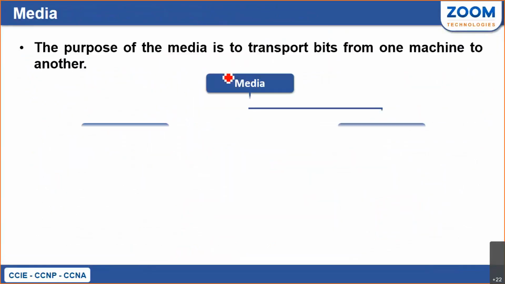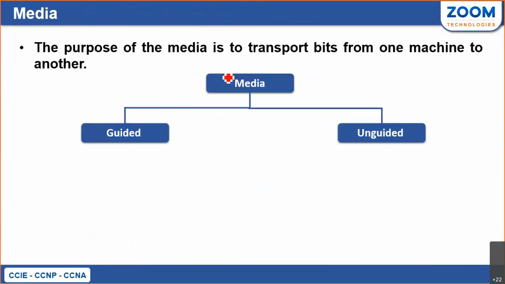Media has two categories: guided media and unguided media. Guided media means it's a wire, unguided is wireless. In unguided, there is no proper guidance on how the signals will pass, we cannot say exactly. In wireless, if you are here, you can get signals, but if you move around somewhere, maybe the signal will drop. In certain directions you can get full signals, in certain directions the signal may drop. So there is no proper guidance for wireless.